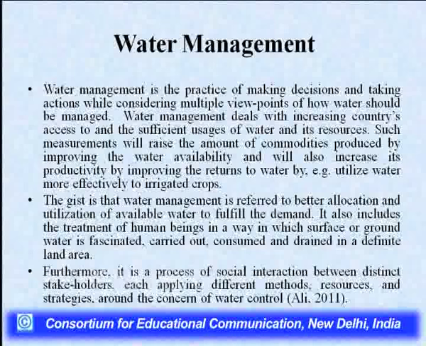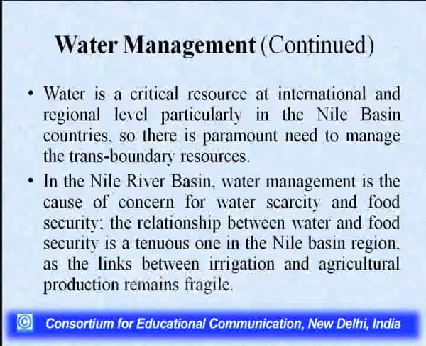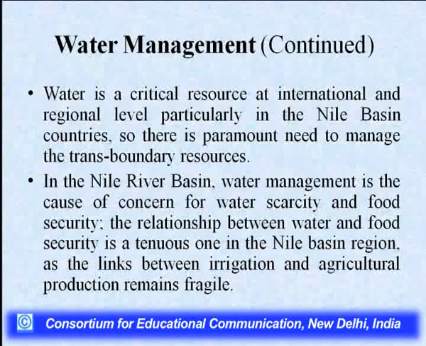In fact, the gist is that various countries utilize the water in different ways. So they should come to a platform by which they can maximize and fulfill their demands. In different regions, it is said that water management is a kind of social interaction by which different countries may come closer, and they can set targets for better management. In fact, in the Nile River Basin, we can see that water is a very important resource, as the different countries depend mostly on agriculture.